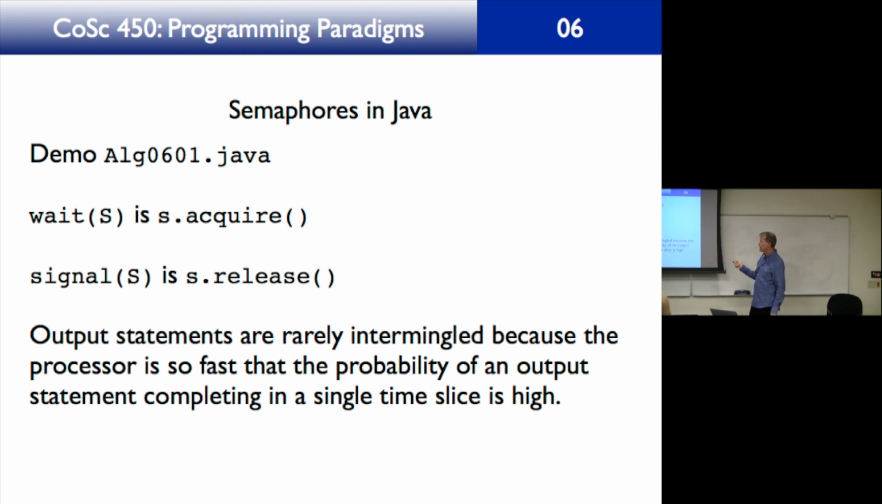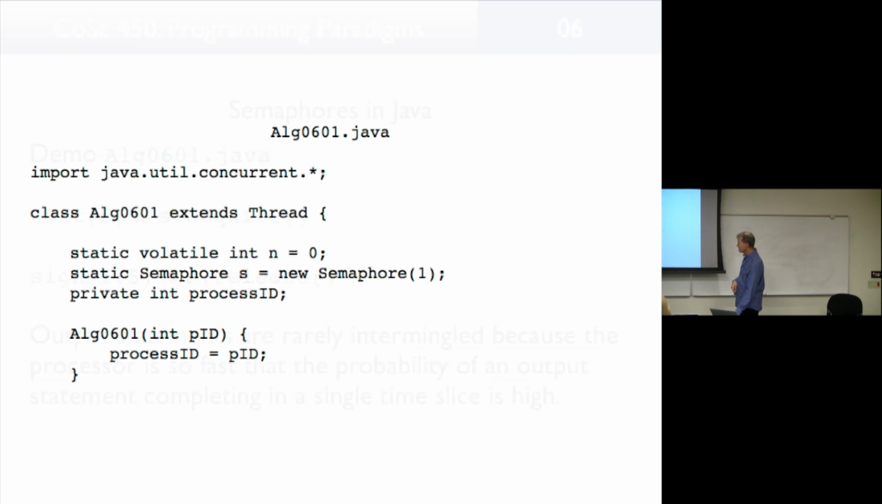Another thing to realize is that when we demo algorithm 6.1 in Java, the output statements are rarely intermingled, because the processor is so fast that the probability of an output statement completing in one single time slice is very, very high. So you hardly ever get any output statements intermingled.